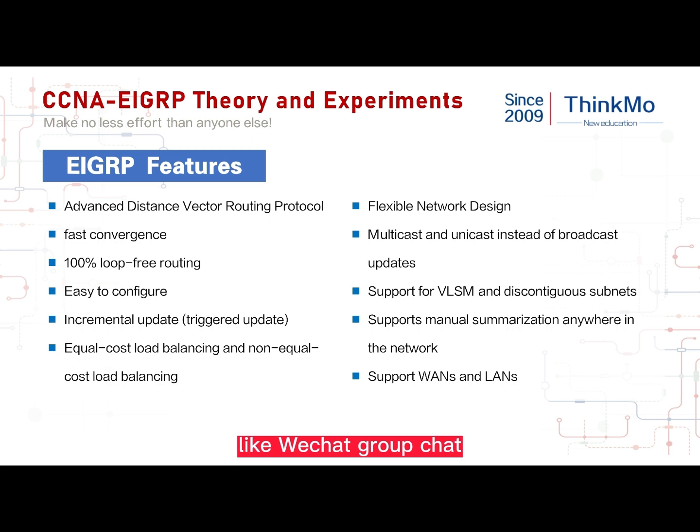Like a WeChat group chat. You want to message someone right now. You have several ways. For example, private chat one-by-one. You can also choose to pull these people into a group, then talk to all of them.